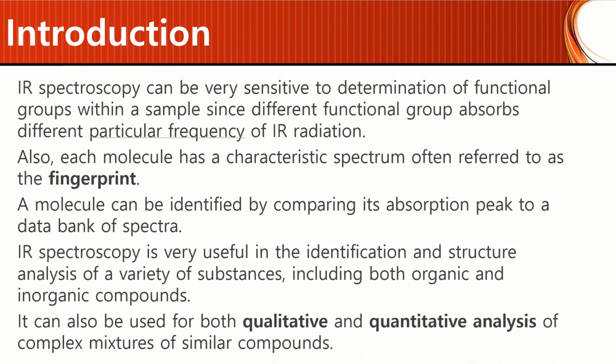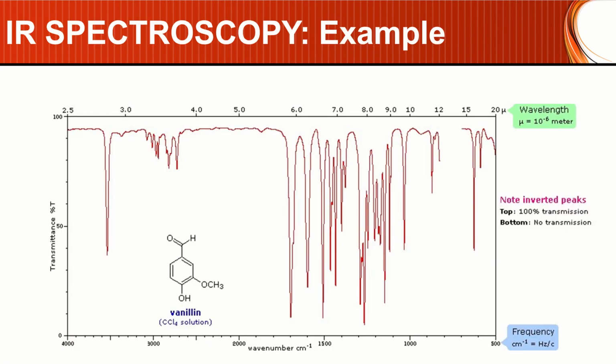So IR can be very sensitive to determination of functional groups within a sample, since different functional groups absorb different particular frequencies of IR radiation. Also, each molecule has a characteristic spectrum, often referred to as the fingerprint, right? So we looked at the spectrum for, what was it, vanillin? Right, vanillin. So this spectrum would be considered a fingerprint for vanillin.